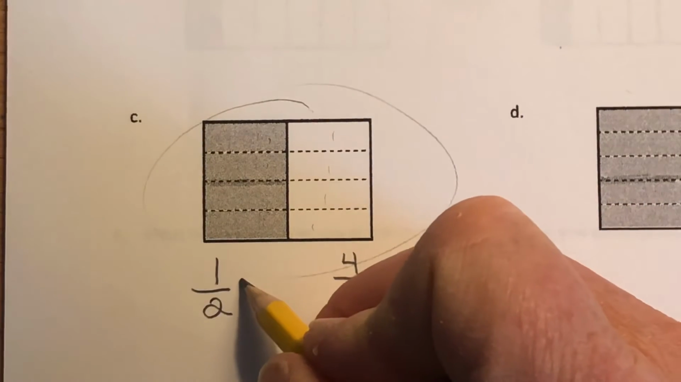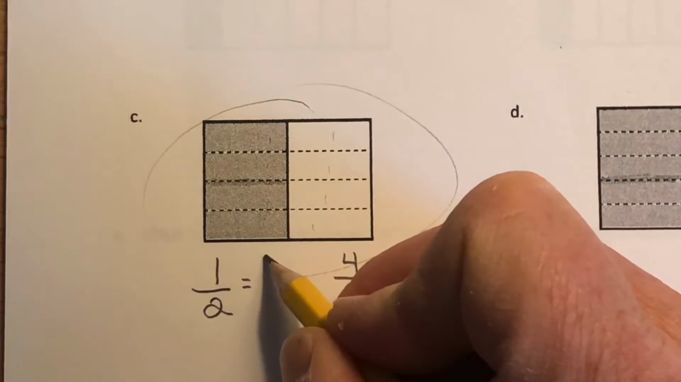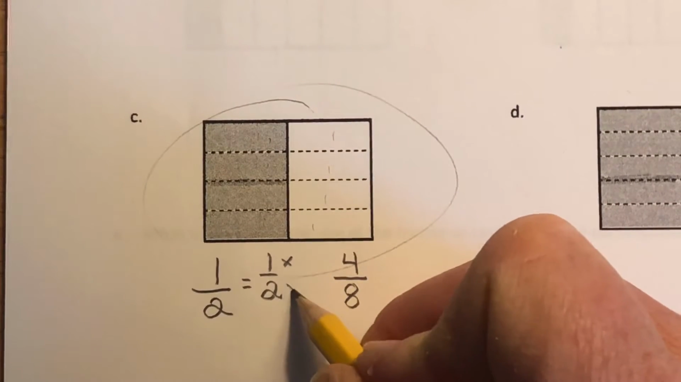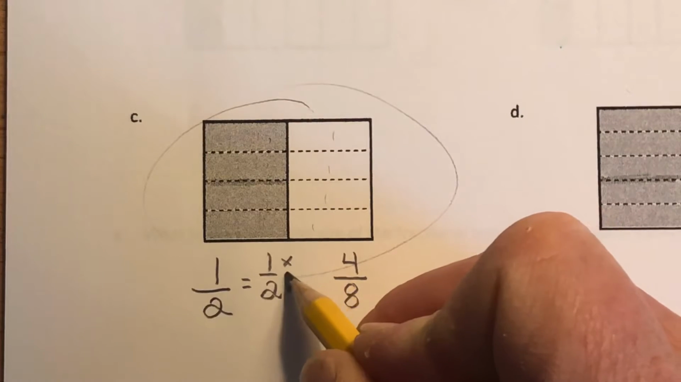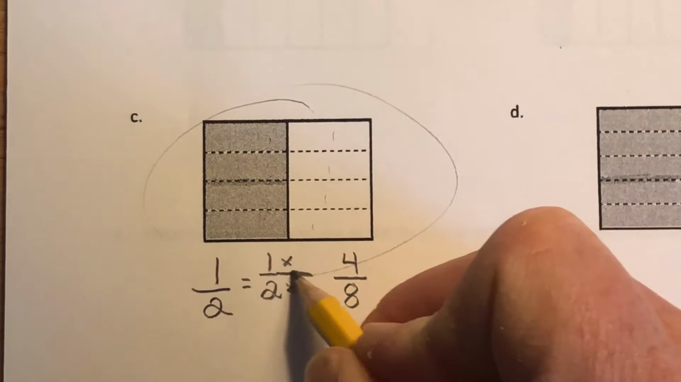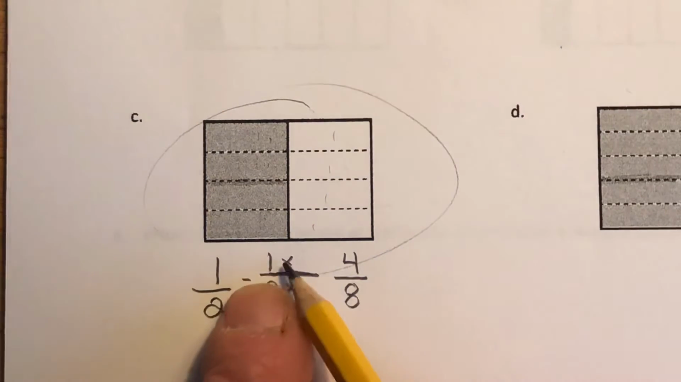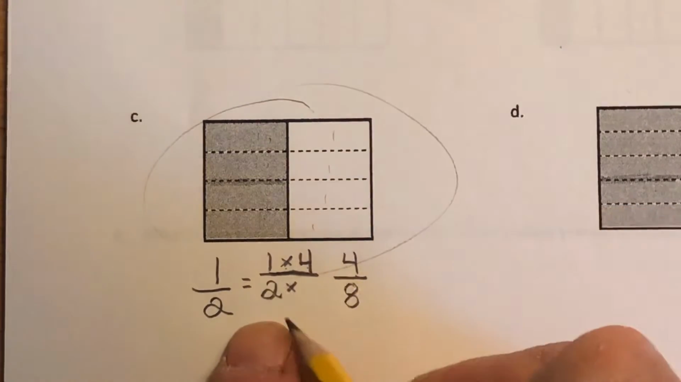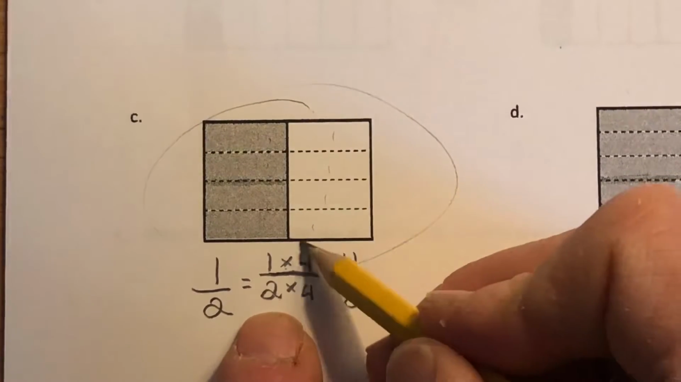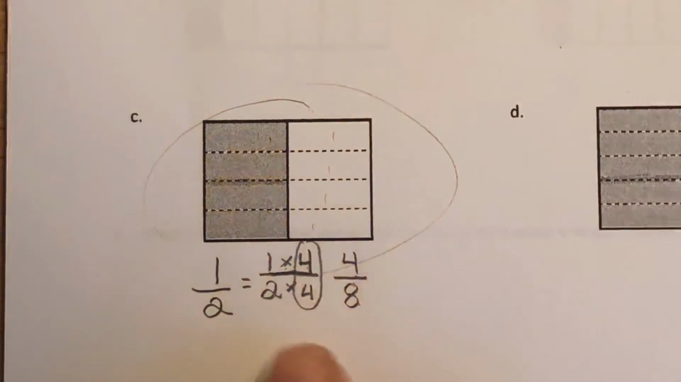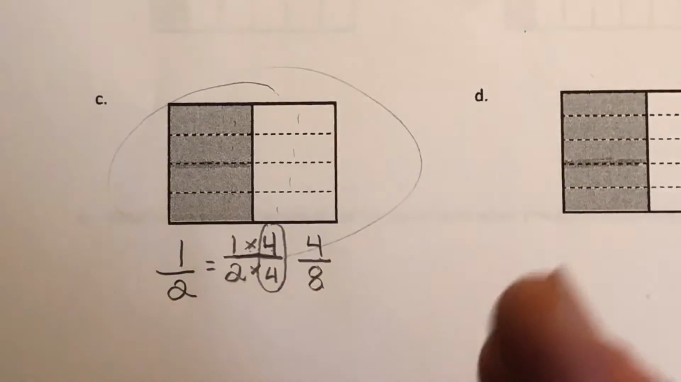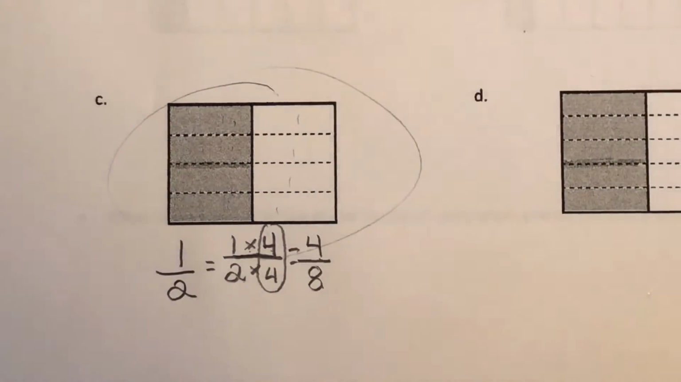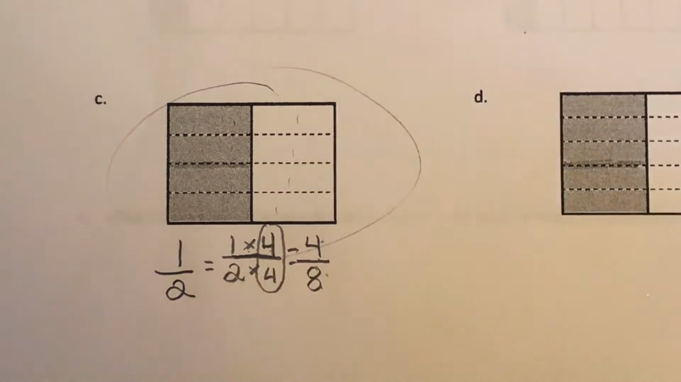So what did I need to multiply my 1/2 by to get 4? Okay? What did I need to multiply both the top and the bottom by? All right? 1 times blank gives me 4. That's right, it's 4. 2 times 4 gives me 8. See, I multiplied both the numerator and denominator by the same number. Okay? And I get equivalent fractions. 1/2 is equal to 4/8. Same amount, same thing. 4 is half of 8, I'm good.